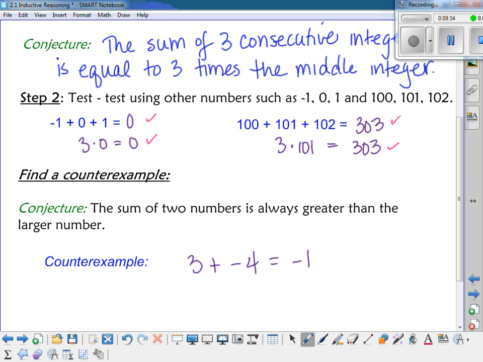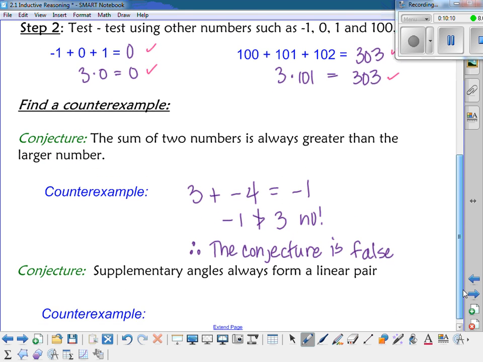And so it says the sum is always greater. So is -1 greater than 3? No, it isn't. So you've shown that it's false, and so therefore the conjecture is false. And these 3 little dots, that means therefore. Okay, so because -1 was not greater than 3, you can say the conjecture is false.